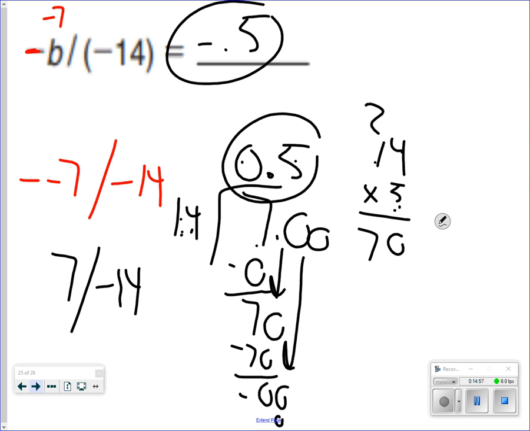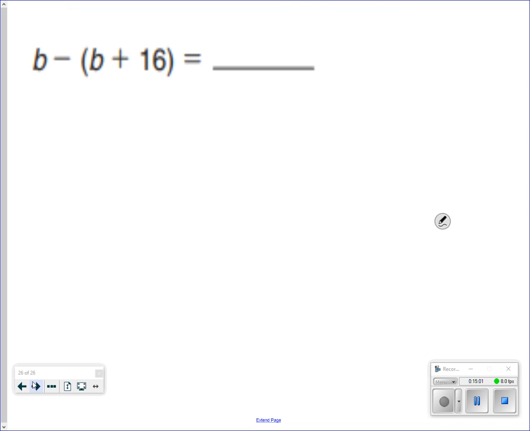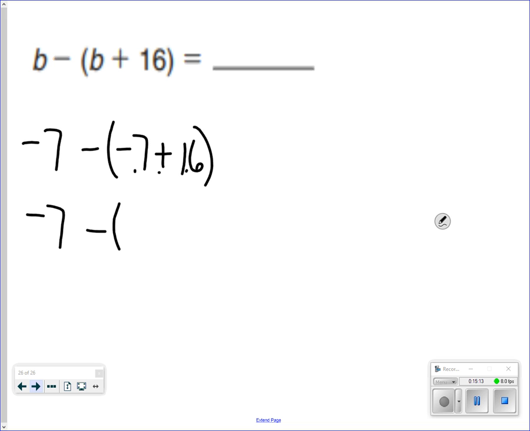A lot of you can get tricked on this one today, so watch carefully because you might see one just like this today. Last one, I have b, which is negative 7, minus b, is negative 7 plus a 16. Now take it one step at a time. Negative 7 minus, well, what's inside here? Negative 7 plus a 16. So that means I'm left with a positive 9. Then I just simply go leave, add, change to finish this off. Leave, add, change. Negative 7 plus a negative 9 gives me a negative 16 as an answer.